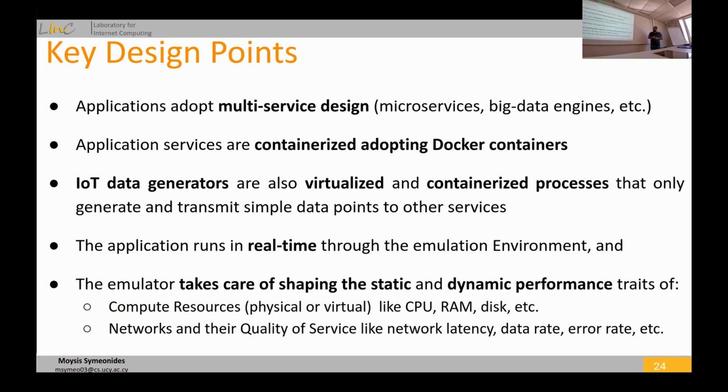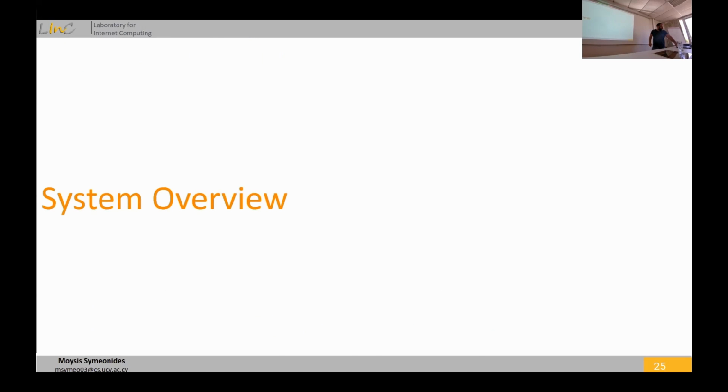My third point is that we do not actually emulate IoT data, but the users need to provide us services that reproduce IoT data sets. Then, of course, the application runs in real time in our emulation framework. And finally, the emulator takes care of saving static and dynamic performance for compute resources and network quality of service and virtual network functions.